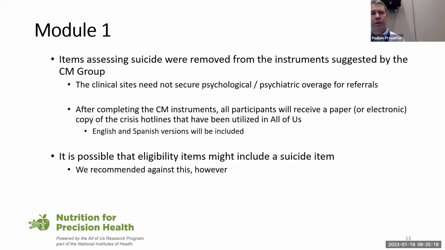The other thing we'll mention is that for the contextual measures group, we did eliminate all the items that assess suicidal ideation or intent. This was due to some concern from the sites that we didn't want to staff psychiatric or psychological referral services. So those items were eliminated. However, after they complete the contextual measures group, they will receive a form that provides the All of Us referral information, like the national suicide hotline and the national crisis hotline. It has a lot of referrals in both Spanish and English. So they will receive that, and if they happen to be depressed or whatever, they will have some resources to call.